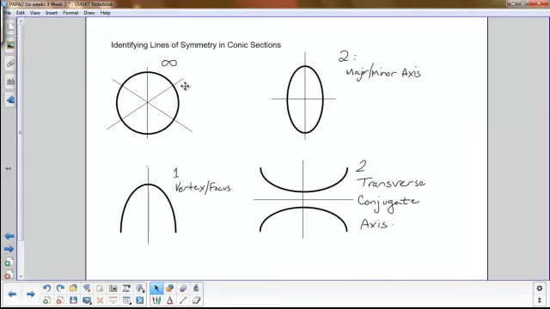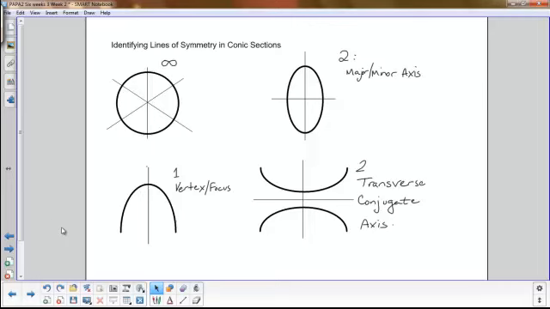So, a circle has infinitely many lines of symmetry. An ellipse has only two. They run along the major and the minor axis. The parabola only has one. It goes through the vertex and the focus. And the hyperbola has two. That is one that runs along the transverse axis and the other along the conjugate axis.